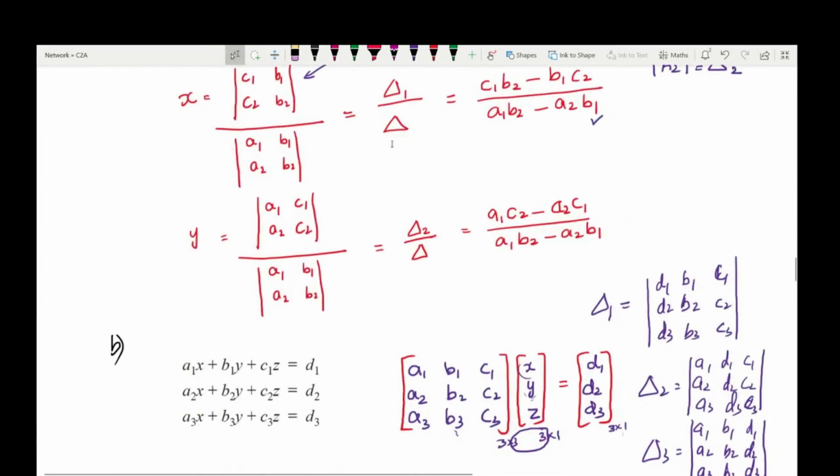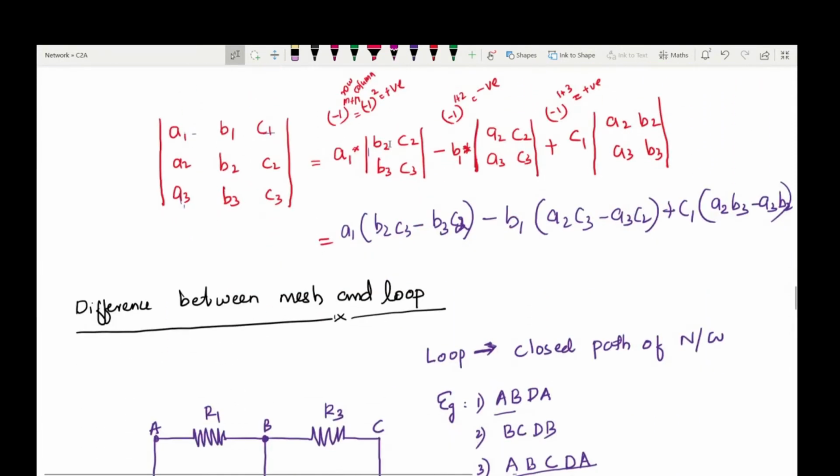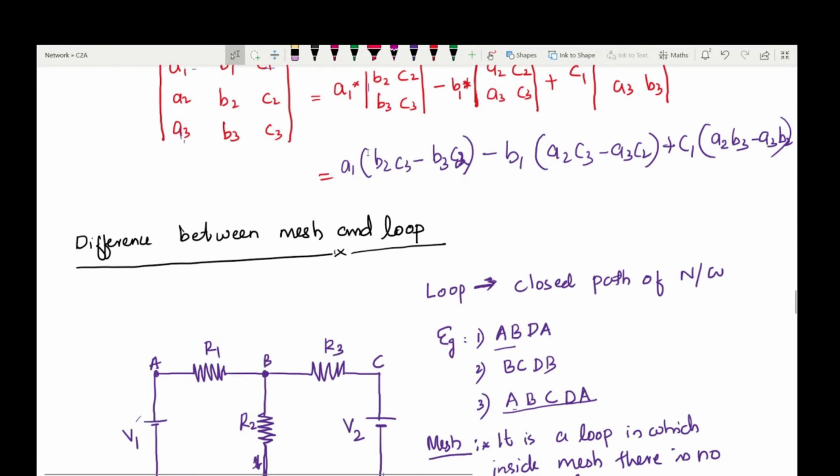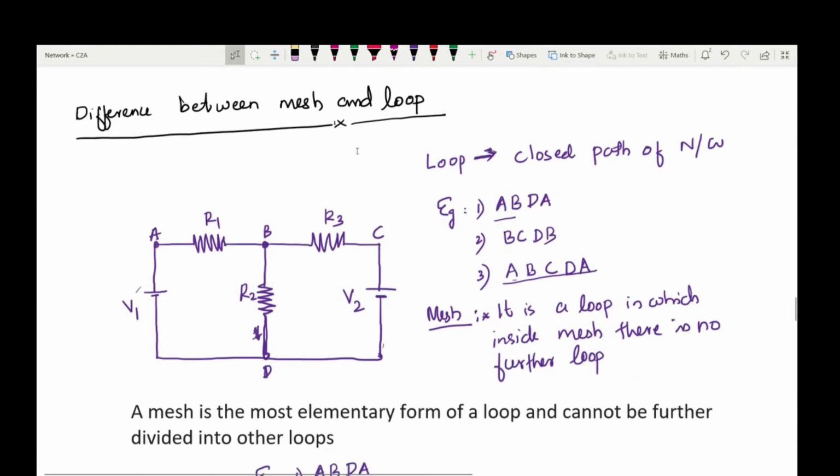Now let's see how to utilize this for solving electrical networks using mesh analysis. It is also used for nodal analysis, which we will see in coming videos. Before entering into that, let's see the basic difference between mesh and loop.